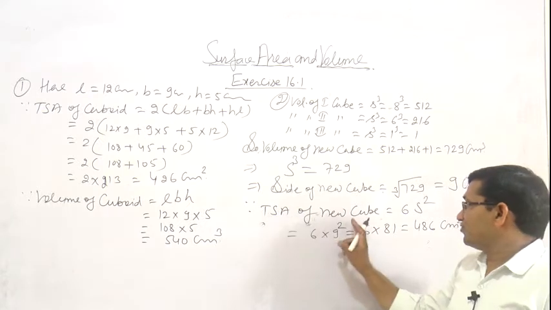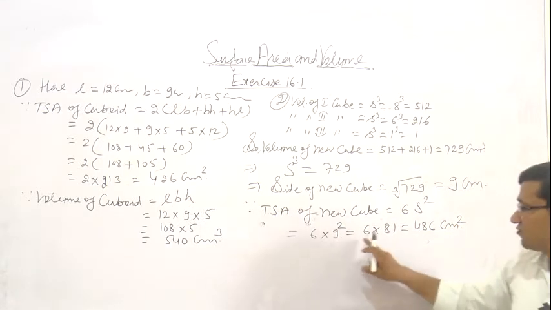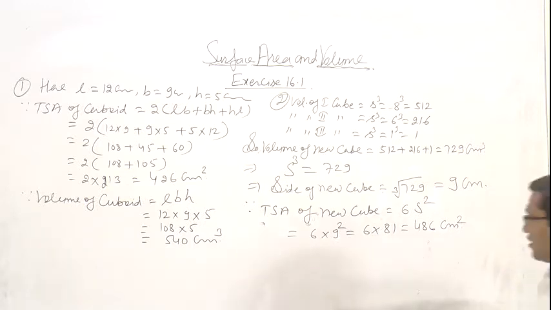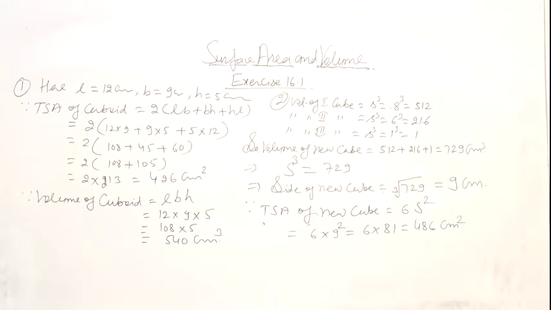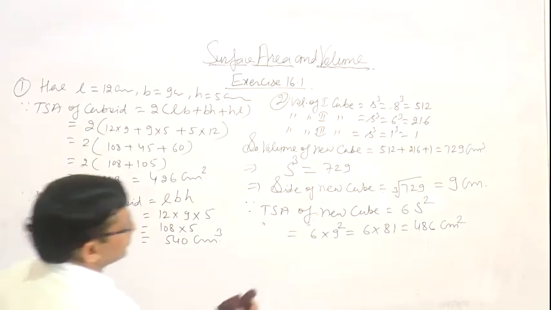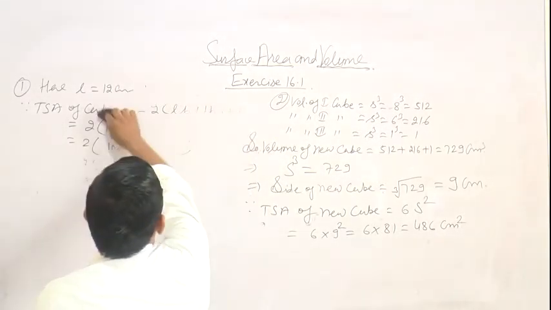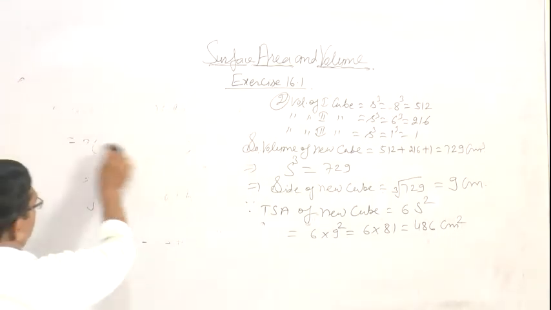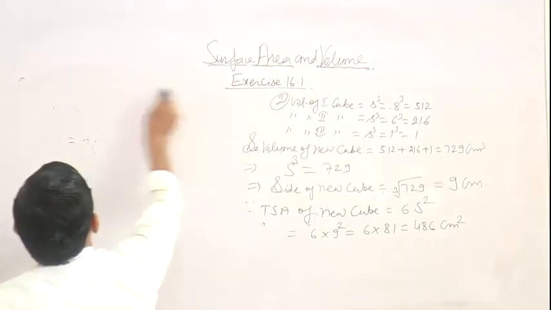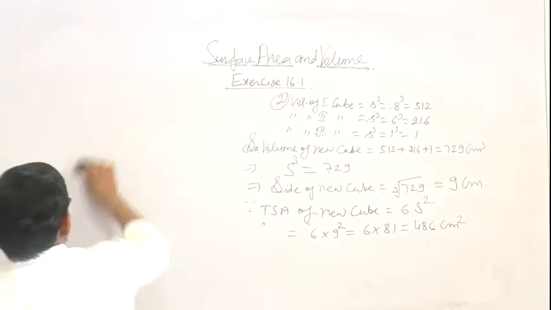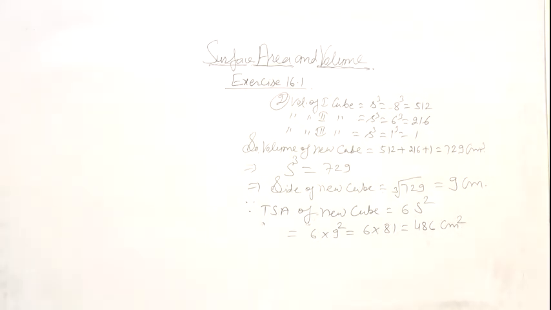बिकॉज TSA ऑफ न्यू क्यूब इज इक्वल टू 6 मल्टीप्लाई साइड स्क्वायर, दैट इज 6 इंटू 9 स्क्वायर इज इक्वल टू 6 इंटू 81, 486 सेंटीमीटर स्क्वायर. सो दिस इज द टोटल सरफेस एरिया ऑफ न्यू क्यूब. Total surface area of new cube is 486 centimeter square. Clear?